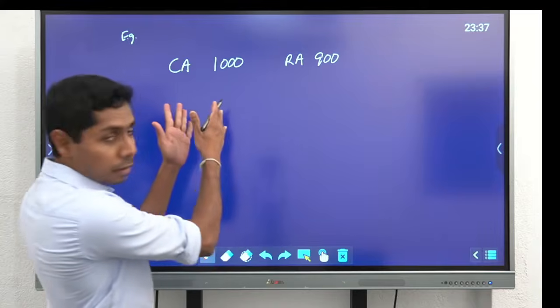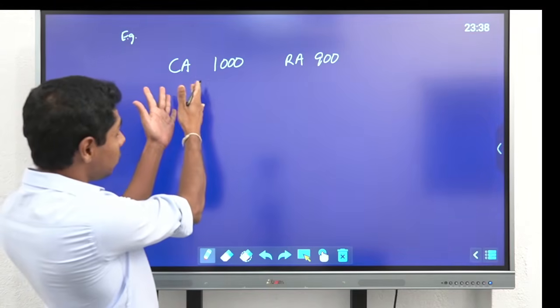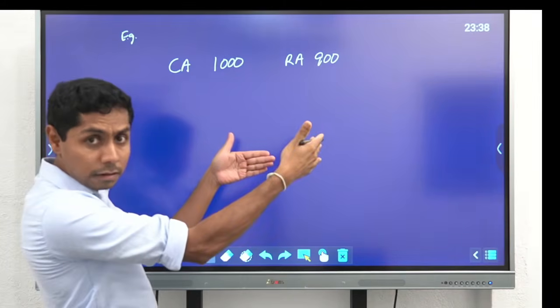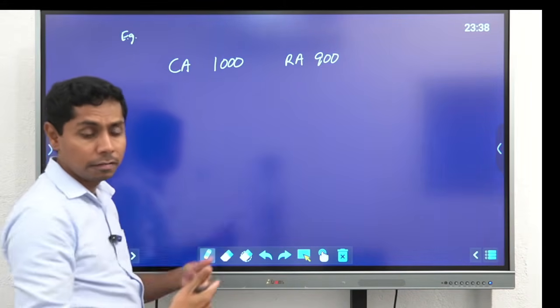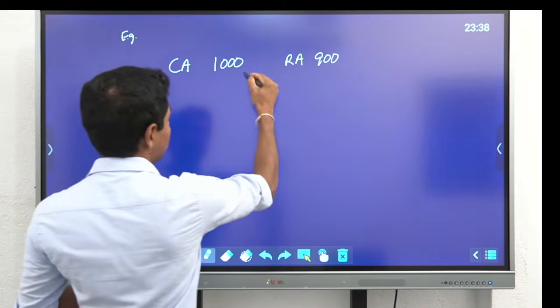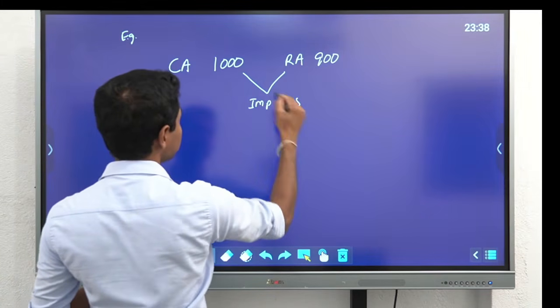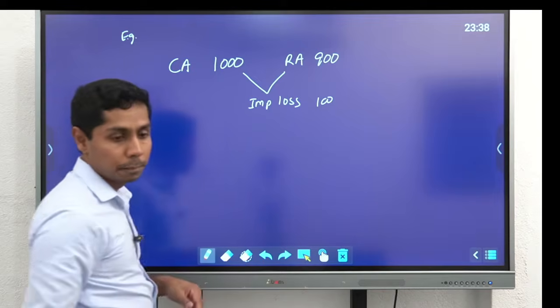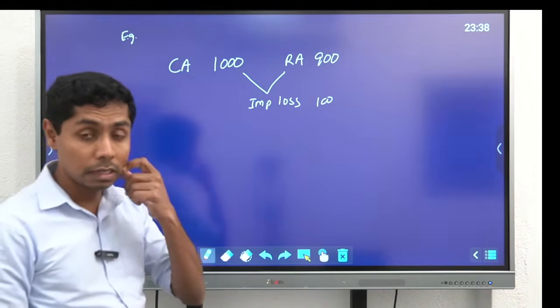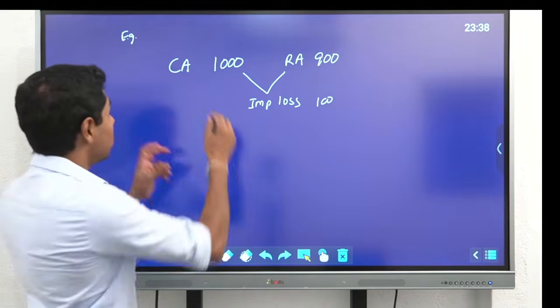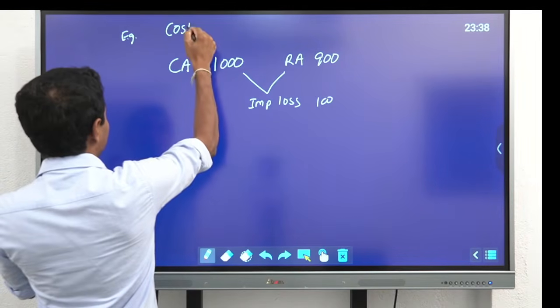So we can see the carrying amount is higher than the recoverable amount. Is our asset overstated? Yes. So do we need to recognize the impairment loss? Yes. So the impairment loss is 100,000, because the carrying amount is higher than the recoverable amount, right? Now we are in the cost model.